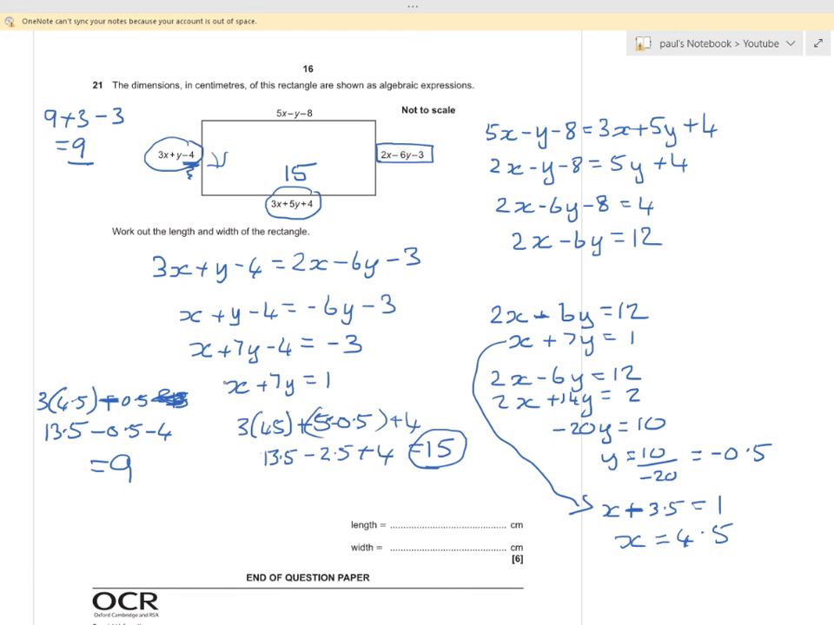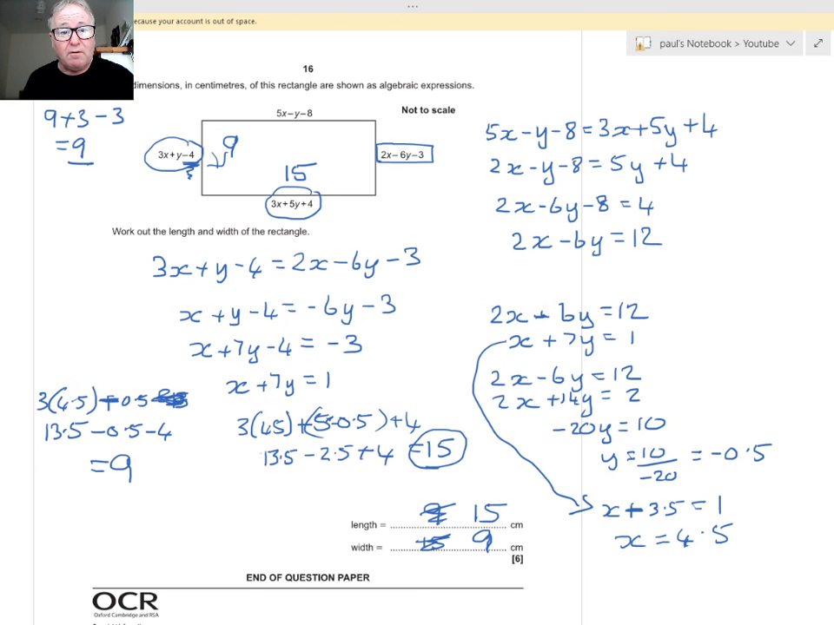So the 9. Oh, this is a long, complicated question. So the width I've got is 15, and the length is 9. Is that the wrong way around? Width and length? Maybe the width is 9 and the length is 15. Height and width would have been better. Okay, so 15 and 9. Oh, that was a nasty one to end up on. Anyway, that's the end of that one.